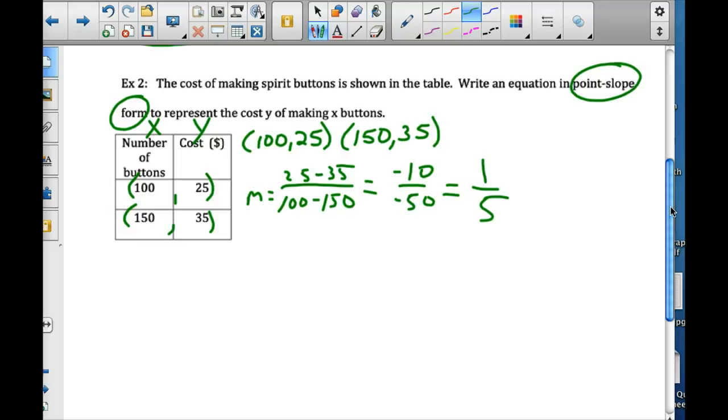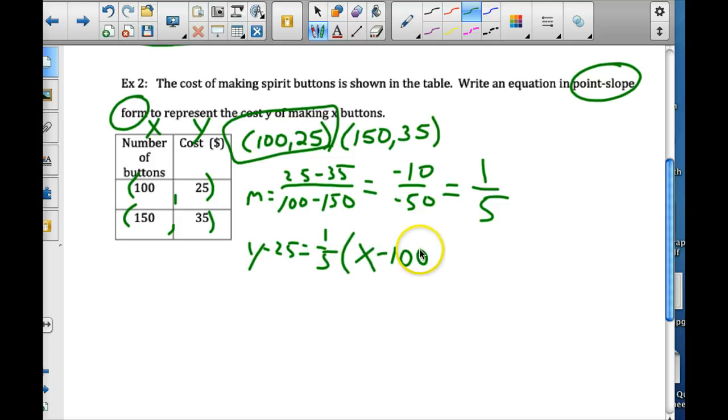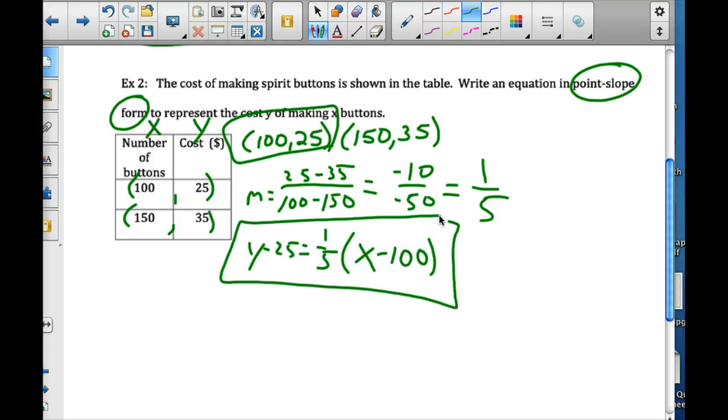All right, now we're going to put it in point slope form. Which point, Noreen, do you want to use? She's going to use the first one. Okay? You want to try the second one? That's fine. Put it in point slope form, Noreen. You're doing great. Perfect. y minus 25 equals 1/5 times the quantity of x minus 100.